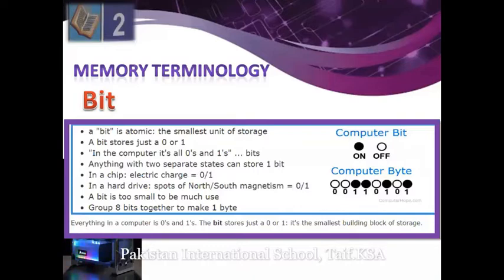Everything in a computer is zeros and ones. The bit stores just a 0 or 1. It is the smallest building block of your storage. So every time, your data is stored in the form of zeros and ones, like this. Basically, the language of a computer is a binary language, and we can save our data in the form of bits. So bit is the shortest and smallest unit of data in the computer. A bit has a single binary value. It can be 0 or 1.